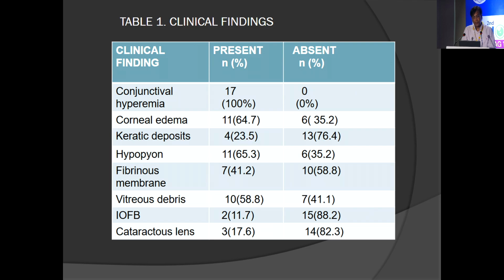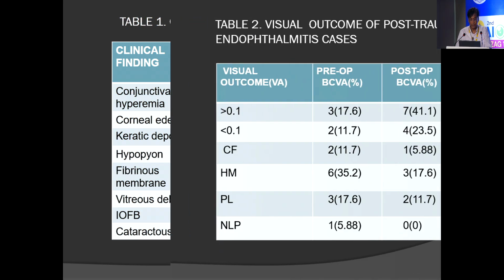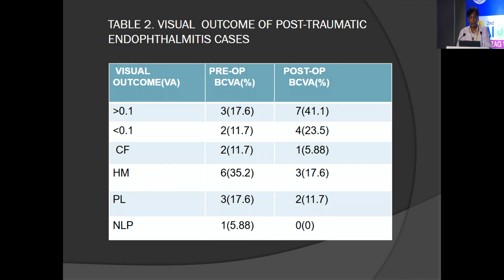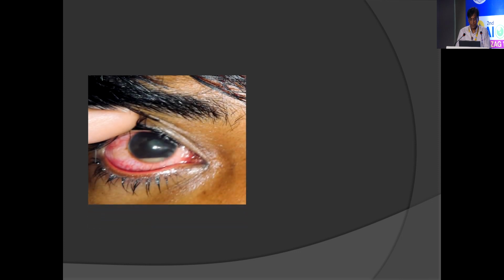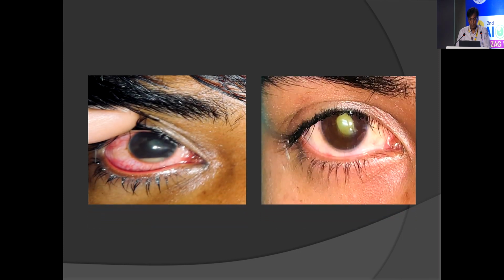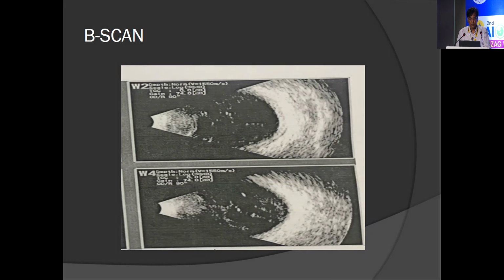These are the clinical findings I came across. Conjunctival hyperemia, corneal edema in 11 cases; keratic precipitates, hypopyon, fibrinous membrane, vitreous debris in 10 cases, and absent in 7; intraocular foreign body in 2, and some cataractous changes were seen in 3 patients. Visual outcomes of post-traumatic endophthalmitis cases: counting fingers, hand movement, PL and no PL. These are the pictures. These are the B scan showing the echoes in the vitreous debris.